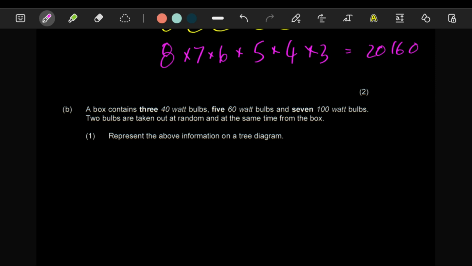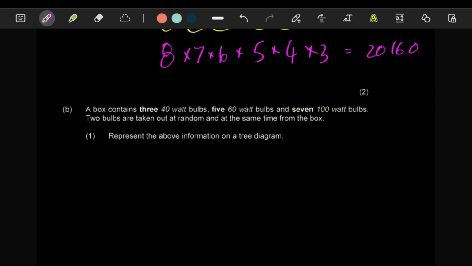Okay. This is interesting. A box contains 3 40-watt bulbs, 5 60-watt bulbs, and 7 100-watt bulbs. And then it says the 2 bulbs are taken out at random and at the same time from the box.